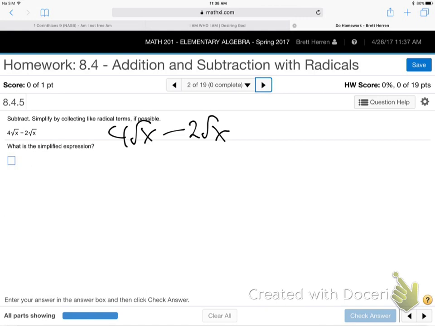Starts out easy. It'll get a little more messy. But good so far. So we always do the numbers in the front. 4 roots of x, take away 2 roots of x, is just 2 roots of x. Good? So it's just like roots. Just add the numbers in the front.